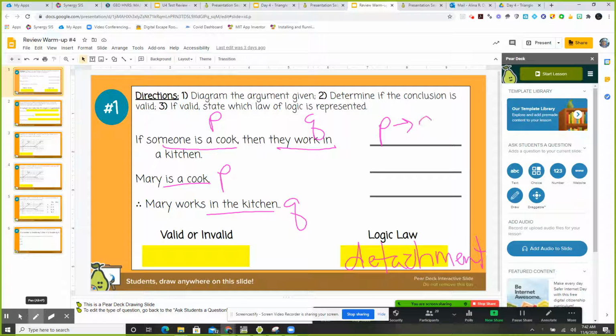And P to Q, and then if I separate P period and Q period, I think that is valid. If I switched it and did the converse, it would not be valid. And if I negated it and did the inverse, it would not be valid. So inverse and converse, not valid. But if I just keep it the same, or I switch it and negate it, then it is valid.